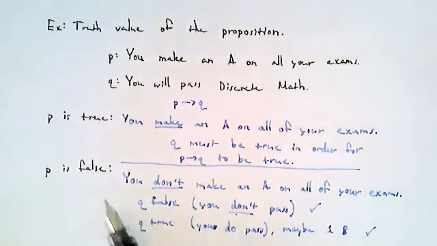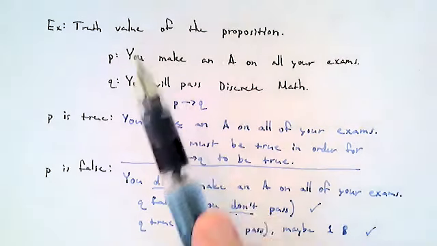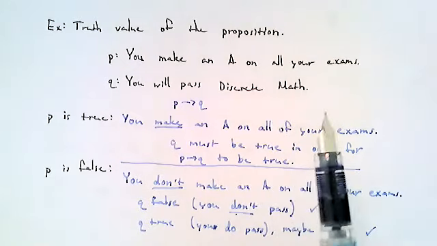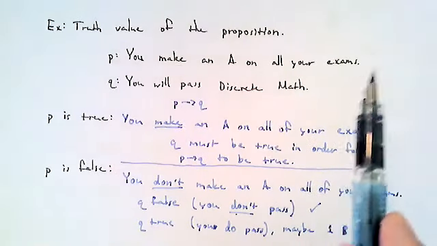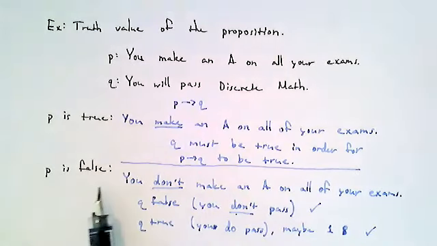So if P is false, then Q could be either true or false, and the original statement, if you make an A on all of your exams, then you will pass discrete math, this statement is perfectly fine. It's still true, even if the first part, you make an A on all of your exams, didn't happen. So does that make sense? Are there any questions over that?